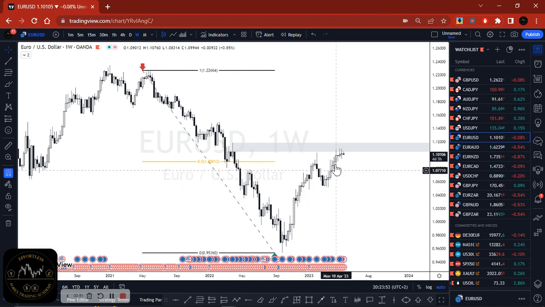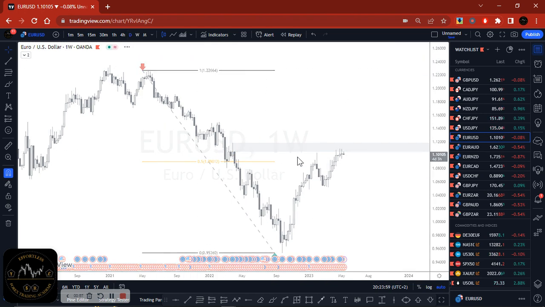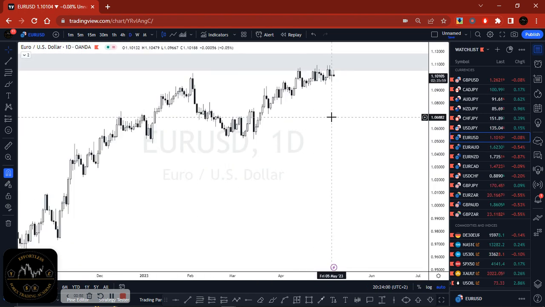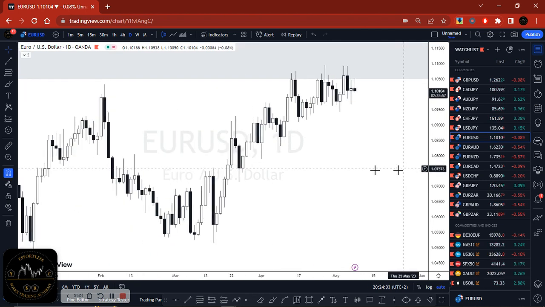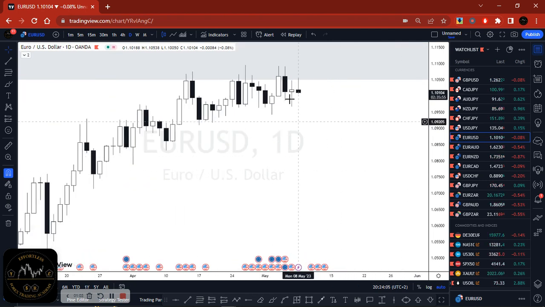So if we look at EURUSD right now on the weekly time frame, based on the analysis that we did yesterday, this is the level where we're looking to sell. And once price gets to this level, as you can see, price got to this level around the 3rd of May. These were the first times that price got to this level, but our entry criteria was not met. So you might be asking, what is the entry criteria?